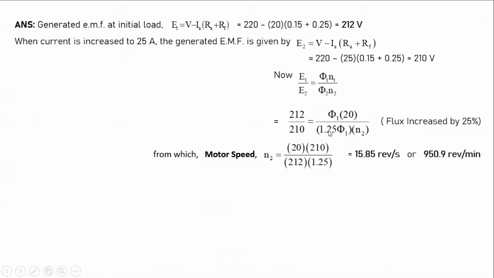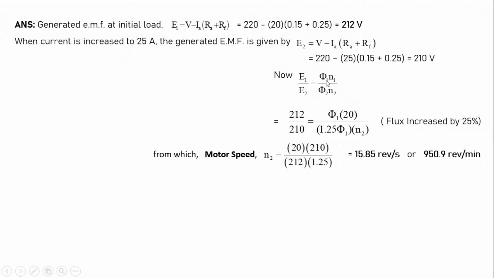Anyway, phi1 will get cancelled. So phi2 is equal to 1.25 of phi1. If we replace like this, you will get N2 as 15.85 revolutions per second, or 950.9 revolutions per minute.